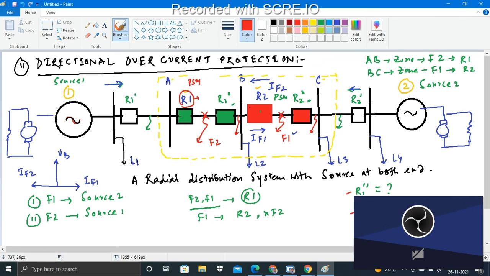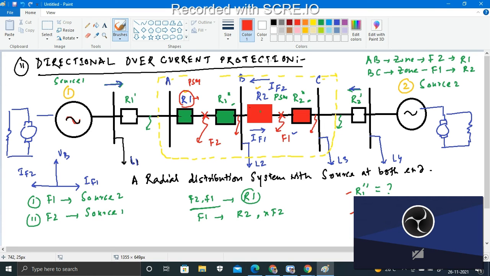When some fault appears beyond the zone of R1, we have to install another relay on the feeder, so that it will sense that fault. That is one drawback of directional overcurrent relays. To overcome this, we have distance protection, which comes later on, as the third type of relay protection.